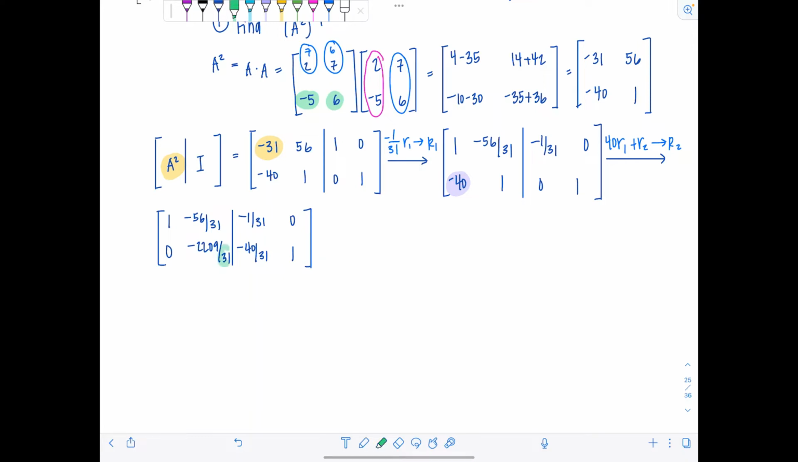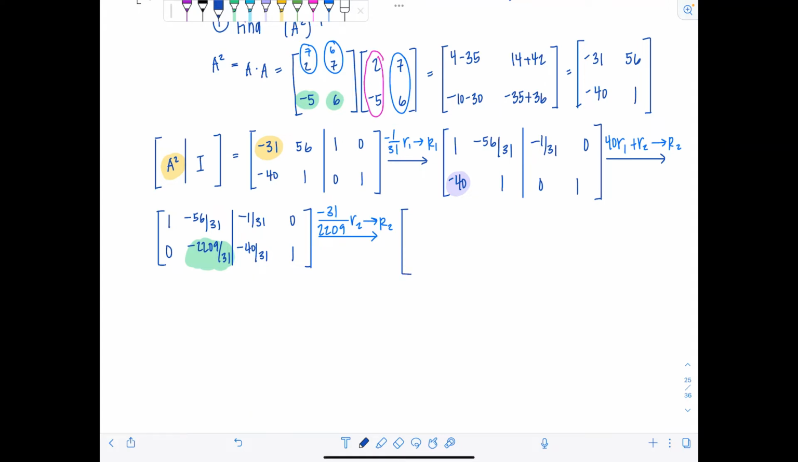Okay, now we turn our attention here. Row 2, column 2, that needs to be a 1. So I'm going to multiply all of row 2 by the reciprocal. And yeah, opposite reciprocal. So negative 31. No, just the reciprocal, excuse me. Over 2,209, row 2 is the new row 2. And let's see what we are left with.